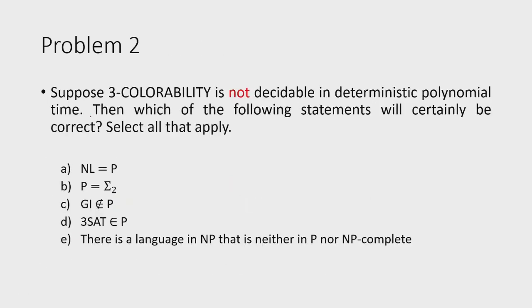Yes, sir. Okay, so the next problem is sort of the complement of the first problem. Suppose 3 colorability is not decidable in deterministic polynomial time. Then which of the following statements will certainly be correct? Again we have to select all that apply. Option A is NL equals P, P is equal to sigma 2, GI is not in P, 3SAT is in P, and there is a language in NP that is neither in P nor NP complete. So what's the answer to this one?